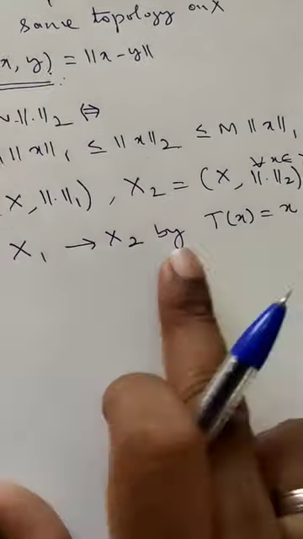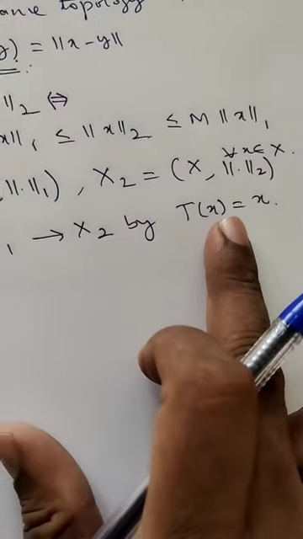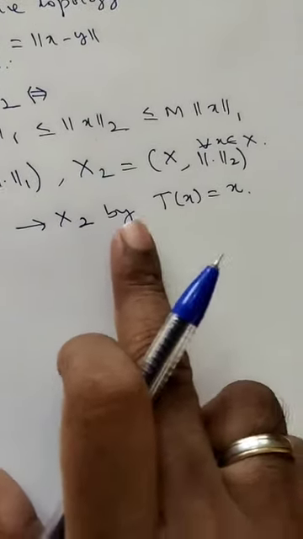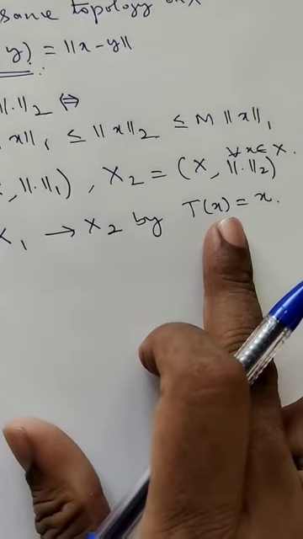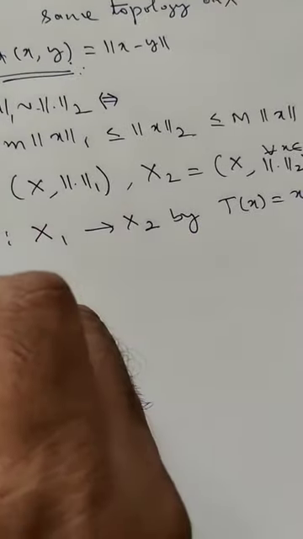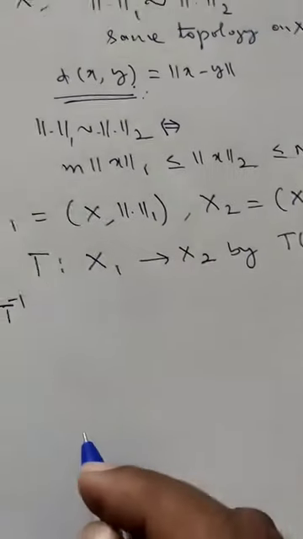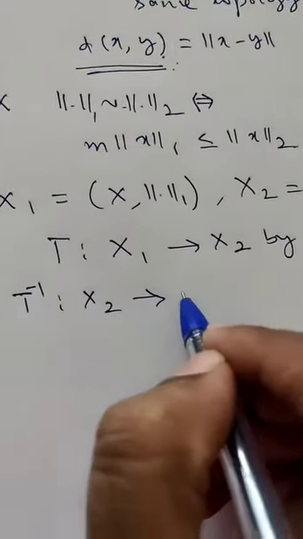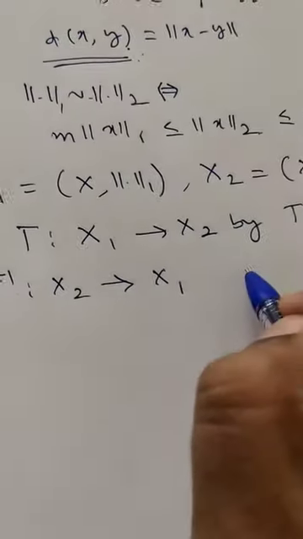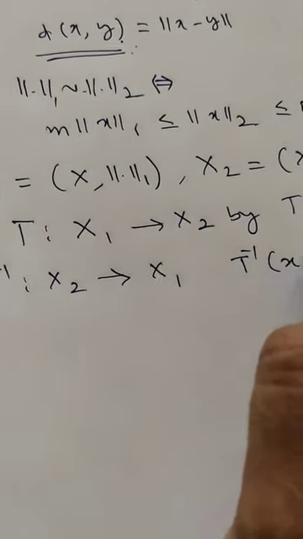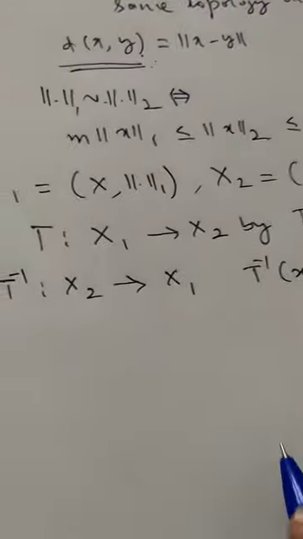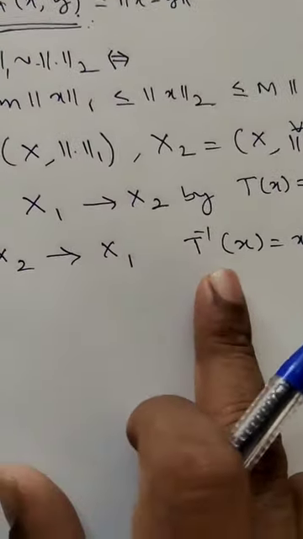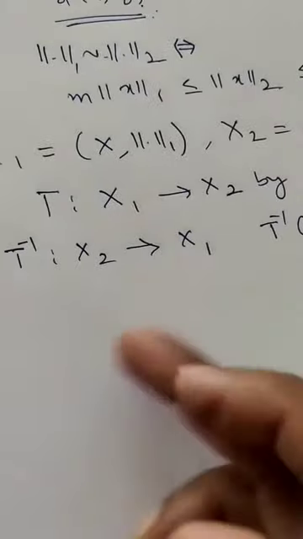Then definitely T is the identity map, and definitely it is linear. Now if this is the identity map, then T inverse exists, since the mapping is onto. T inverse is a mapping from X2 to X1 given by T inverse of x equal to x itself.